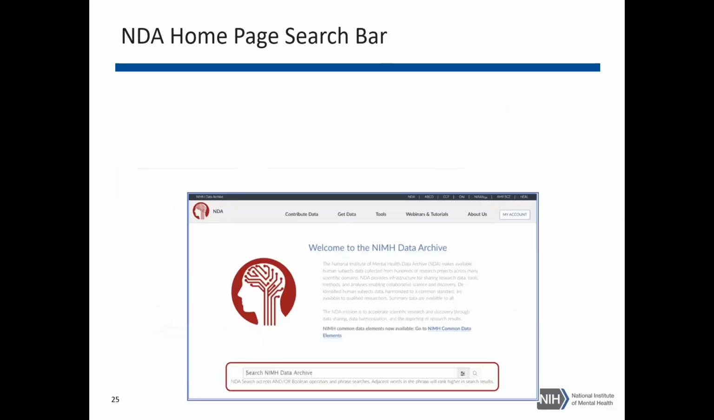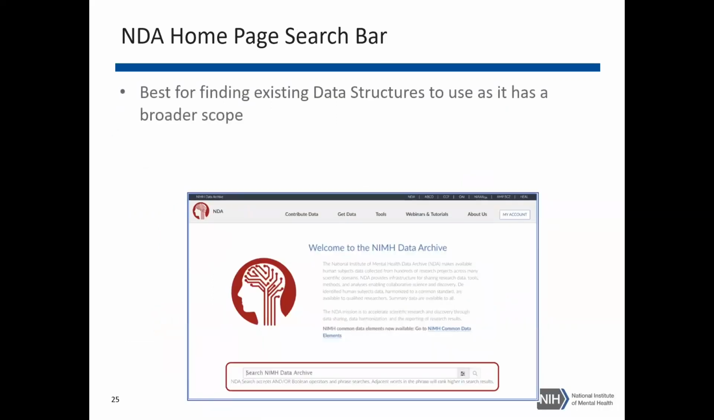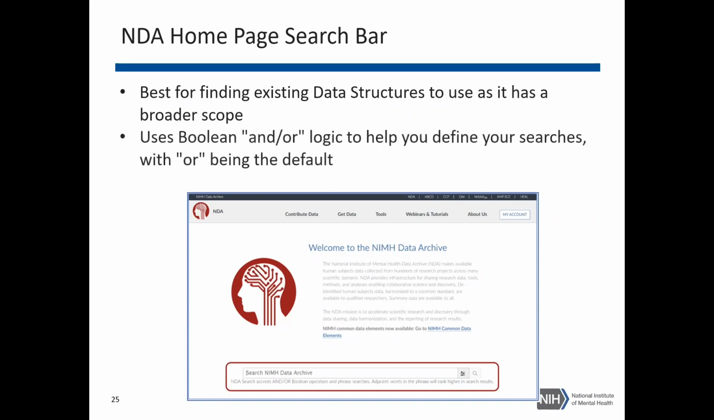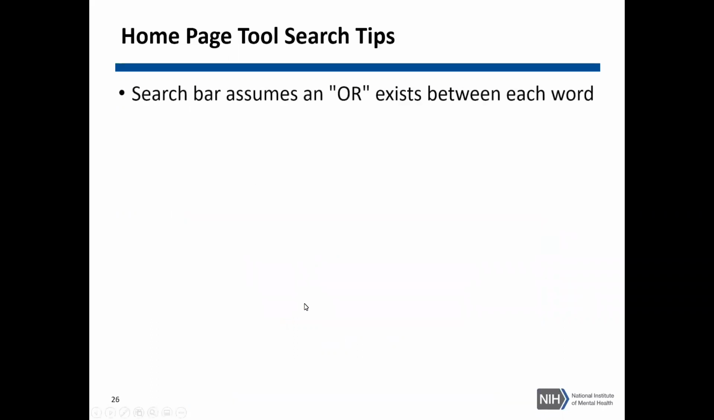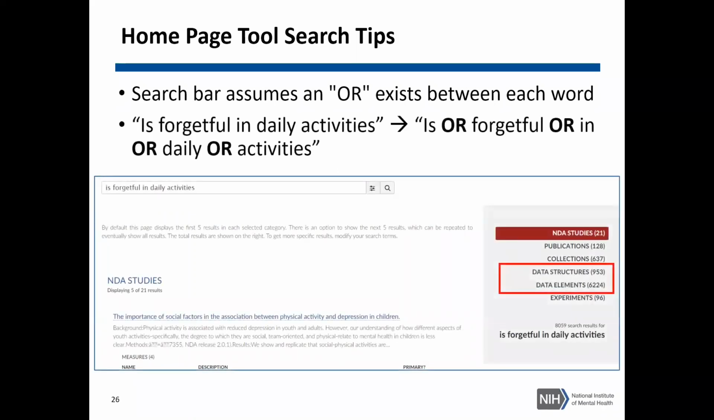The search bar is best used if you're just starting out and you're not exactly sure of naming conventions used in NDA because it has a pretty broad scope. The search bar uses Boolean logic with OR being the default. So by this I mean that when you enter a phrase in the search bar, it will assume OR exists between each word. So let's take this phrase, for example.